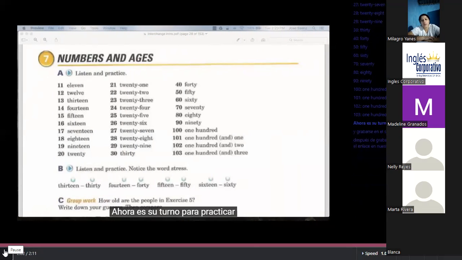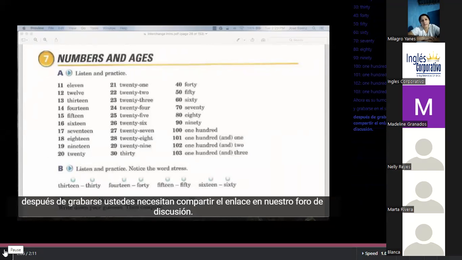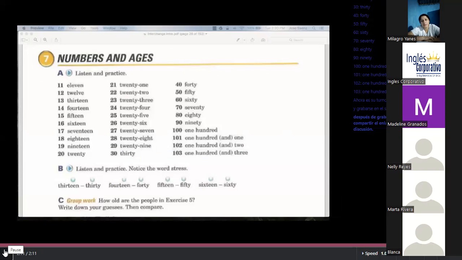Now it is your turn to practice and record yourself on the website bookuru.com. After you record yourself, you will need to share the link on our discussion forums.